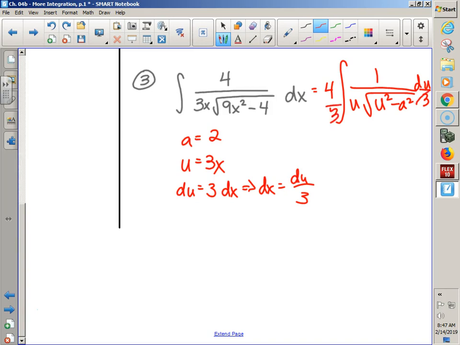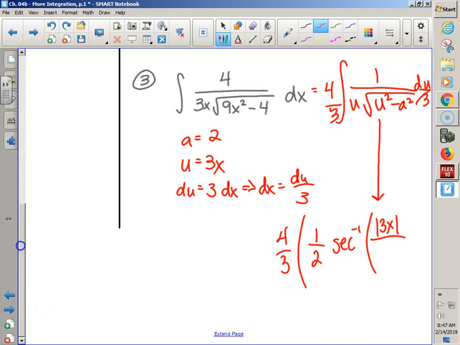Remember, keep that 3 down below. But does it match, yes or no? Yeah, it does. Now wait, hold on. The 4/3 is in the very front, right? So just be careful with rewriting. Isn't arcsecant 1 over a? So 1 over 2 times arcsecant, or secant inverse, of u, absolute value of 3x, all over a, plus c.